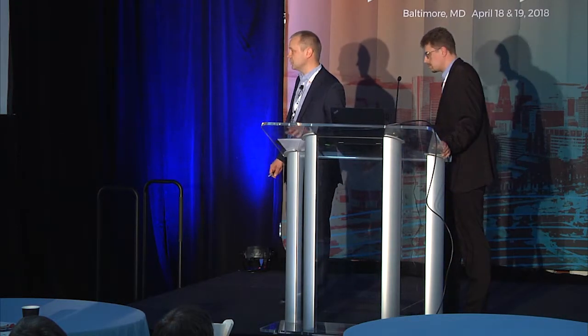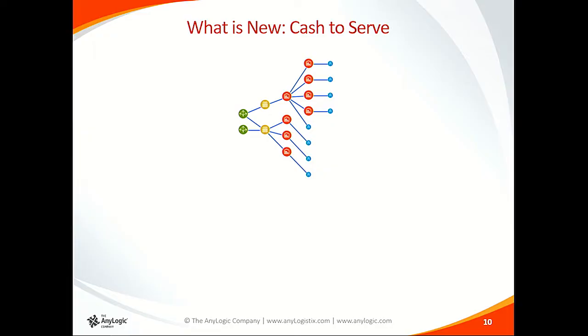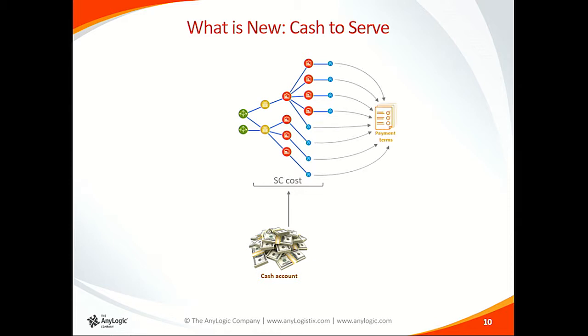So, again, since most of you already saw that slide and demo, I'll just briefly go through this slide for those who did not participate in yesterday's workshop. So that's another feature which we call cash to serve. Basically, this is about finding the cash dynamics. So we have our supply chain, we have a cash account, and from that cash account, you have to pay all the operational supply chain costs. Then we have customers and payment terms with those customers.